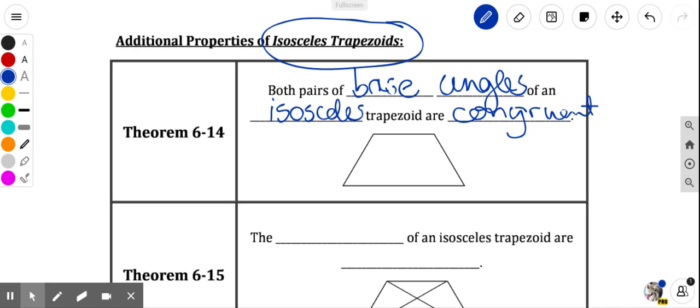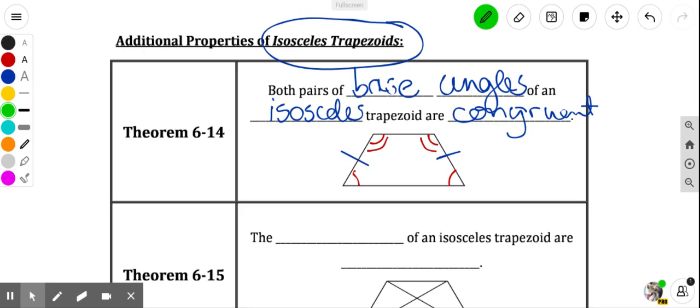Okay, so if we had an isosceles trapezoid here, and we would know that because we would either be told it was isosceles or the legs would be marked as congruent, the base angles would be the same. So that would mean this angle and this angle are the same, and this angle and this angle are the same. And remember that that's only for an isosceles trapezoid, no other kind.